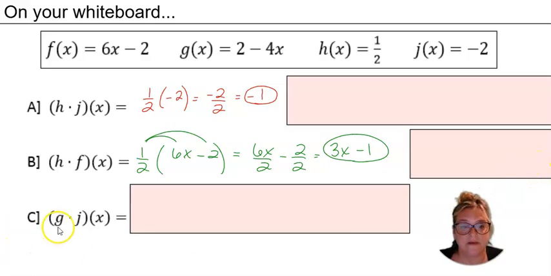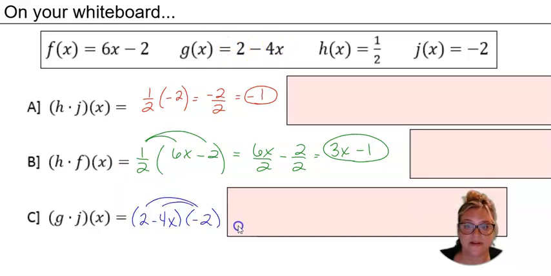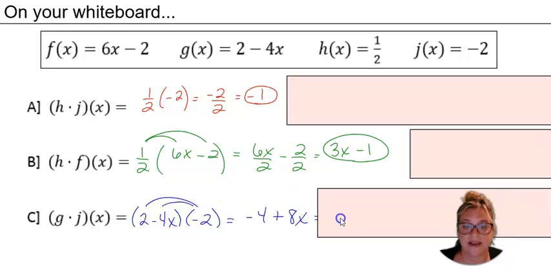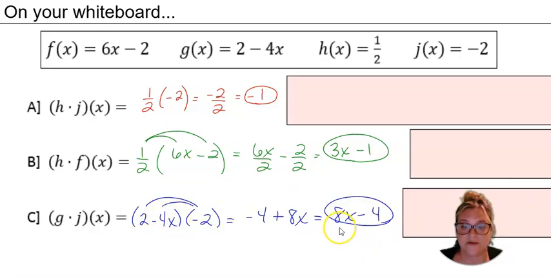Then in C, we have the function g times the function j, and those are in terms of x. G of x is a binomial 2 minus 4x, so that's going to be grouped in parentheses. And then we'll multiply that times the -2 for j of x, distributing to get rid of those parentheses, we have negative 2 times positive 2 is a negative 4. Negative 2 times negative 4x is a positive 8x. And we put that in standard form. The linear term comes first, followed by the constant. So it's 8x minus 4.